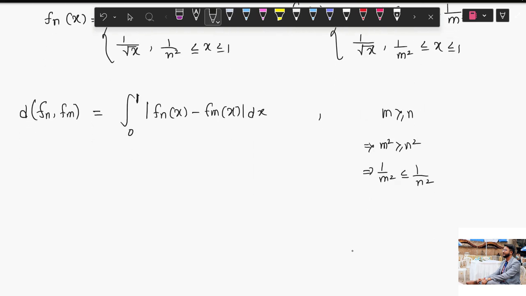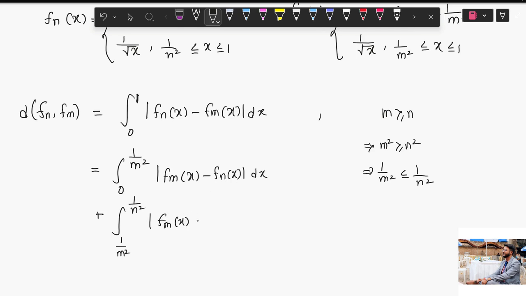Now I am breaking this closed interval into three parts. So I'm writing first the integral from 0 to 1 over m squared of |f_m(x) minus f_n(x)|, plus the integral from 1 over m squared to 1 over n squared of |f_m(x) minus f_n(x)| dx, plus the integral from 1 over n squared to 1 of |f_m(x) minus f_n(x)| dx, right?